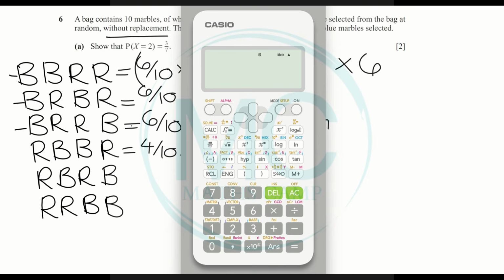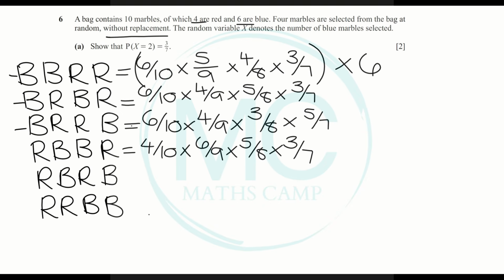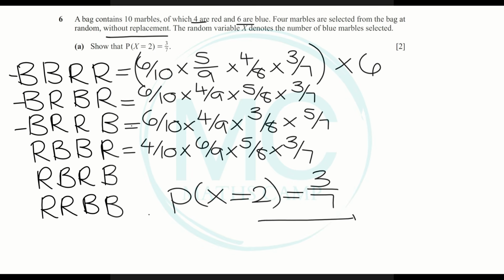Now I can take my calculator and I can say 6 out of 10 multiplied by 5 over 9 multiplied by 4 over 8 multiplied by 3 over 7 is equal to, multiply this by 6, and I get a fraction of 3 over 7. So I can say the probability that x is equal to 2 is 3 over 7. And we have now confirmed that this is true.